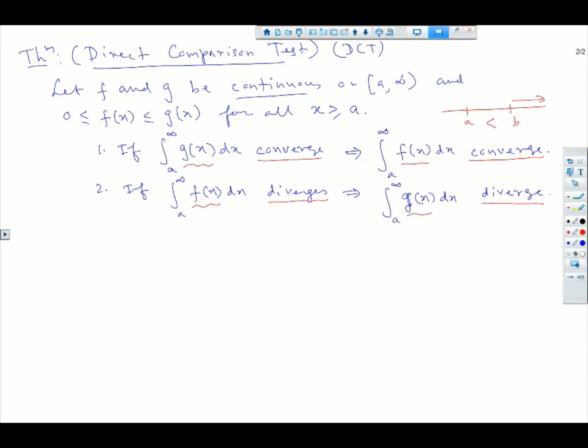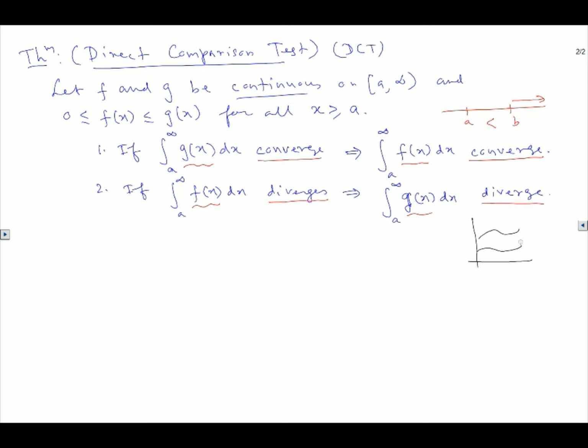If you just draw some graphs, it can be clear. For the first case, think about two functions like that. This is the g function, this is the f function. The area of the larger function converges, so that means it's a finite area. If the large one has a finite area, automatically, because the f function is below the g function, the smaller one also should have a finite area. That's what the first one says.